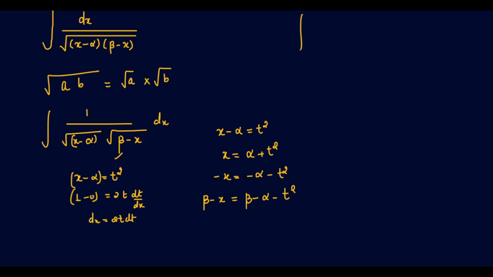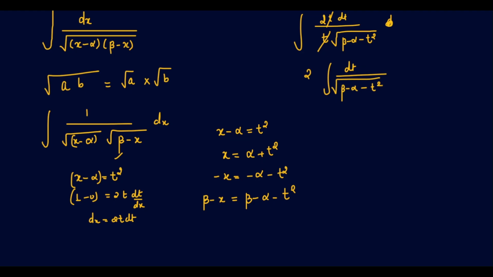So everything will become in this form. That is, dx can be written as 2t dt. If x minus alpha is t square, then root of x minus alpha will be equal to t, and you will have beta minus alpha minus t square for the value of x, which we can write like this. Now t and t will get cancelled. You will get 2 outside, dt over root of beta minus alpha minus t square.